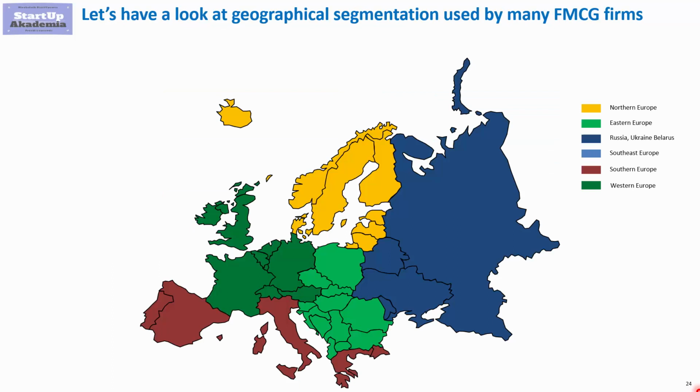So the first example is a segmentation of Europe by regions, and this is quite often used by fast-moving consumer goods. So we have put here Russia, Ukraine, Belarus in one segment, Northern Europe in the second one, then we have Western Europe, Southern Europe, and Eastern Europe. This enables you to create different versions of your product for different markets.